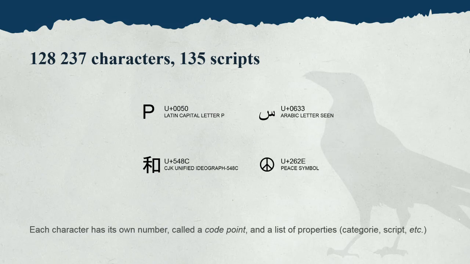And then we have the first Arabic letter sin, which is 633 in hexadecimal, again in the Unicode map. And we have this CJK unified ideograph, so it was Chinese, and the peace symbol, which is 262E. So again, a hexadecimal number, but that's the number corresponding to this character. So in Unicode, basically, we have a number associated to each character, a character associated to each number, and each character has a category, a script, and a few other properties. So is it uppercase, is it lowercase, is it a number, is it a marking, space, punctuation? This is the kind of thing that Unicode encodes.